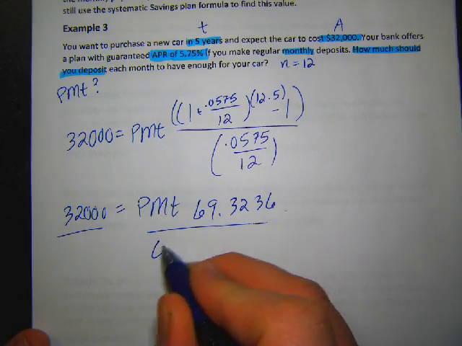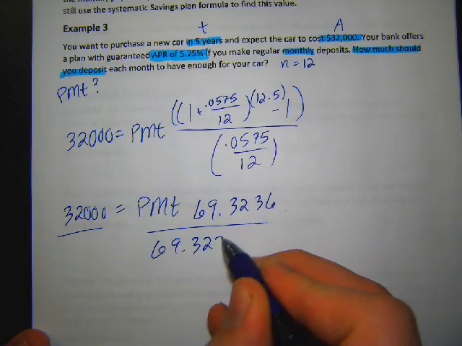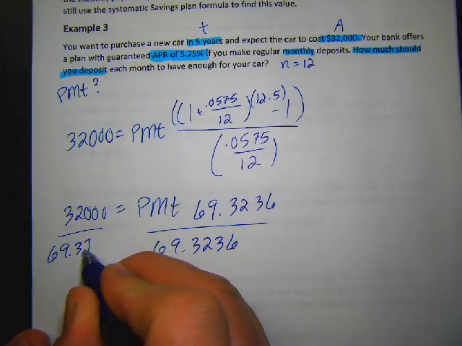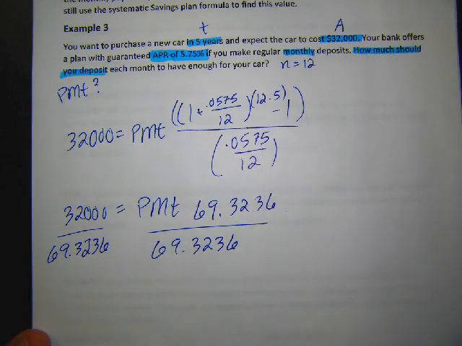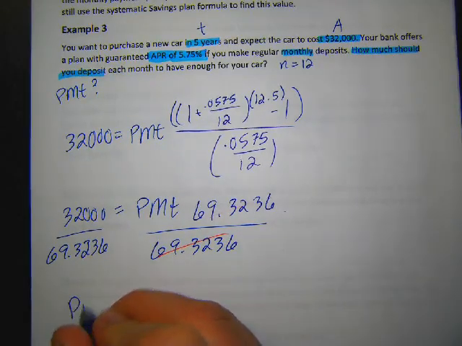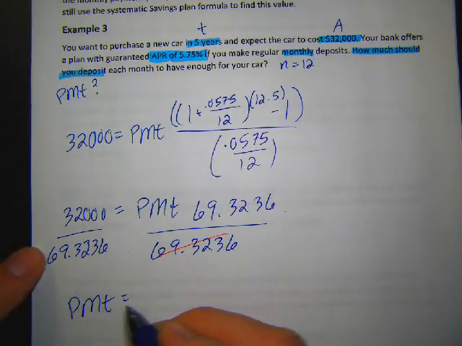Here I get 69.3236. Divide by that on both sides. That way I can cancel this on this side, so we get payment by itself, and we know that we can find payment just by dividing these two. That'll give us the payment.